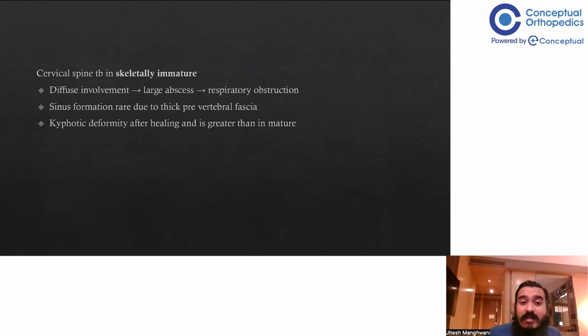Cervical spine TB in the skeletally immature patients. So diffuse involvement is generally seen. Large abscesses form which cause a respiratory obstruction. Sinus formation is rare because the prevertebral fascia is thick. Kyphotic deformity after healing generally is seen, and the chances of developing kyphotic deformity and the intensity of the deformity are greater than when it happens in the mature age group.